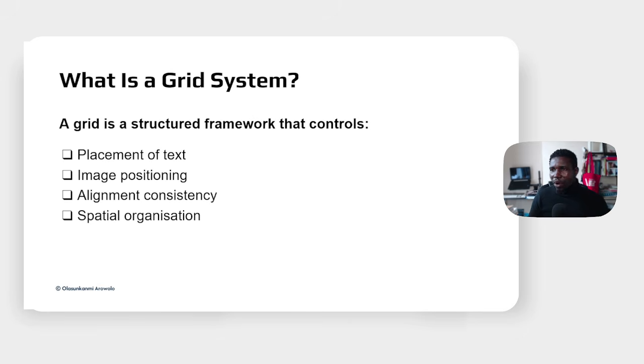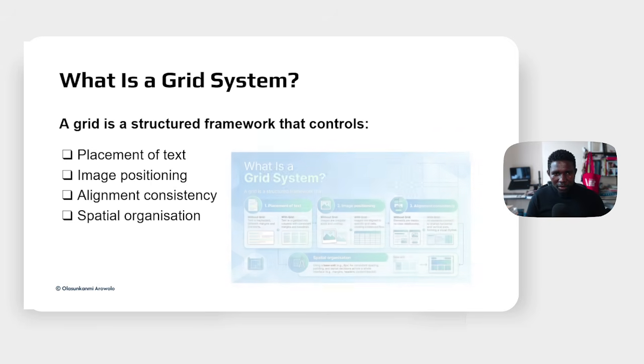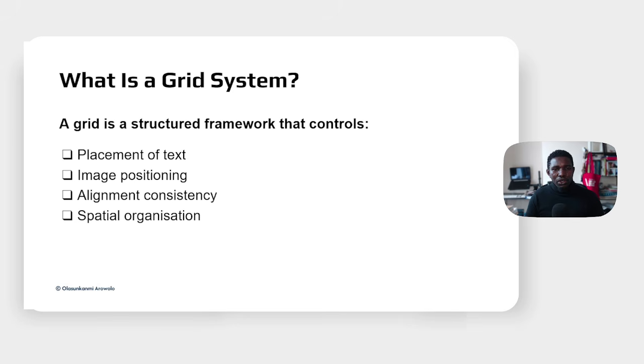Now, what is a grid system? A grid system is a structured framework that controls the placement of text and image positioning. When you are controlling text, you're also controlling images. You're aligning them for consistency. You're ensuring that you have some spatial sense and influencing the spatial reasoning of your readers. This is paramount and sacrosanct.